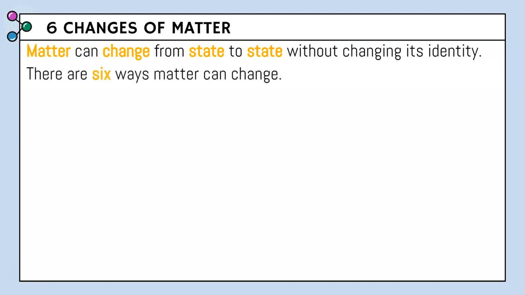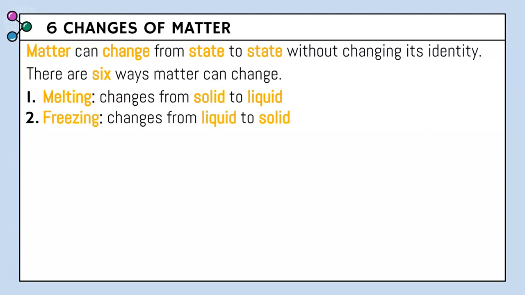And there are 6 ways matter can change. The first way is melting, changes from a solid to a liquid. Example, ice is melting. On a nice hot summer day, your ice cream melts. Opposite of melting is freezing, changes from a liquid to a solid. That's how we make ice. We freeze liquid water to make ice.